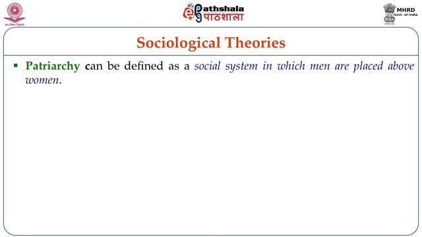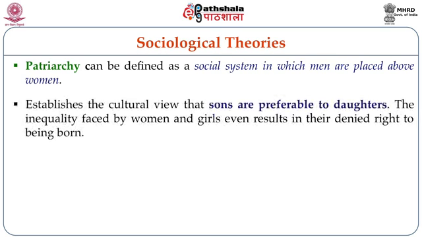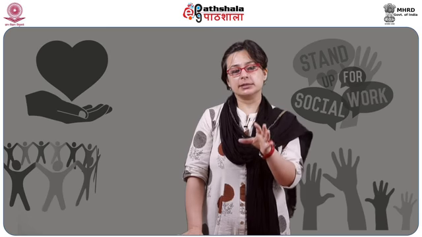They say that patriarchy can be defined as a social system in which men are placed above women. This establishes the cultural view that sons are preferable to daughters. The inequality faced by women and girls even results in their denial of the right to be born. So female feticide is an extreme manifestation of violence against women. So what this theory is actually saying is that because women are considered to be of an inferior status, they are more prone to violence, and female feticide becomes the highest form of violence.